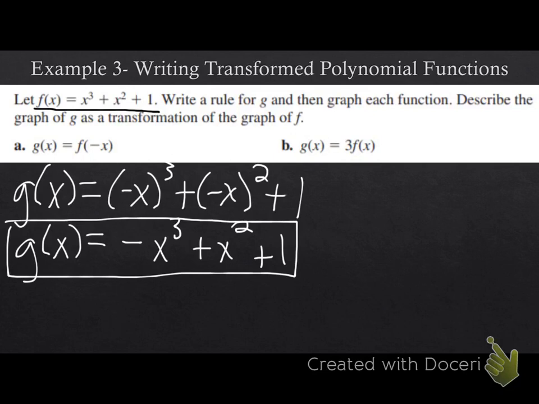What did we do to f of x? Anyone have any ideas what my transformation is here? Well, did I add or subtract anything in the parentheses? No, so is it a horizontal translation? No. That chart that we got on Friday will probably be beneficial today. Did we add or subtract anything outside the parentheses? No, so is it a vertical translation? No. A reflection? Did we have a negative outside the parentheses or inside the parentheses?